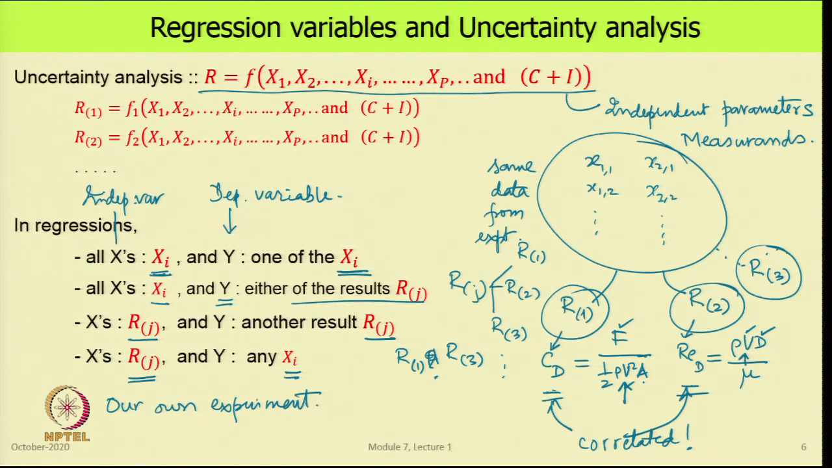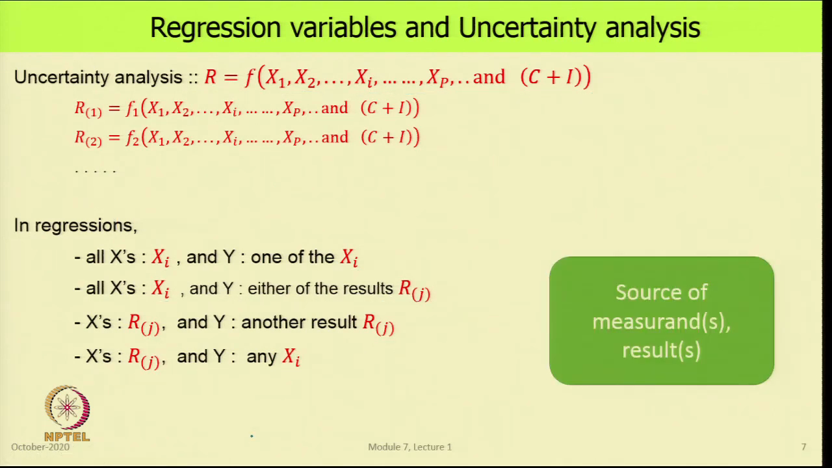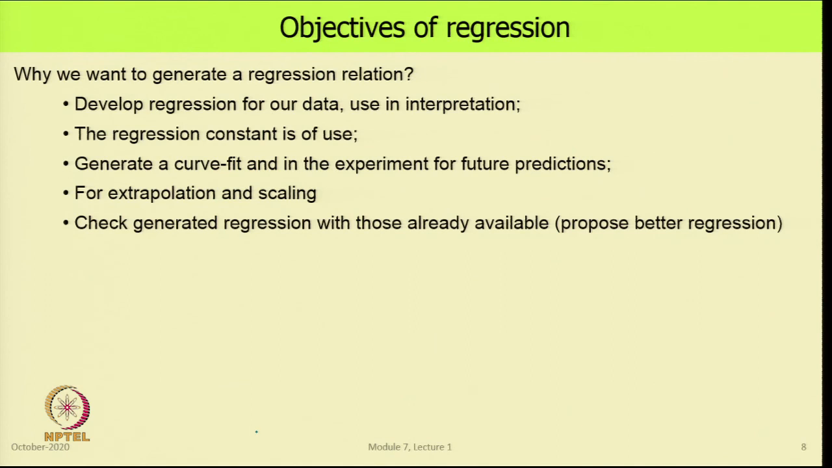Later on we will see how we can modify this and compare the same independent variable between our experiment and somebody else's experiment, and results from our experiment and results from the other experiment. So, next is how do we get the various uncertainties on this. Next we see what are the objectives of regression.